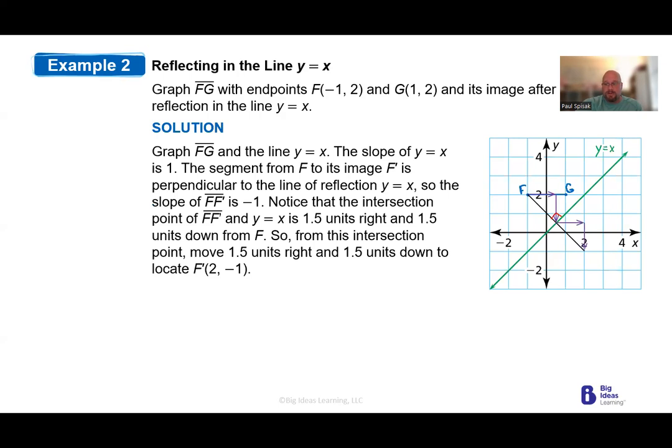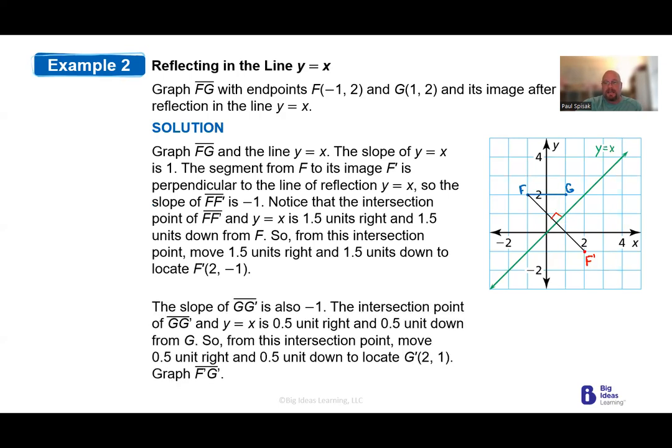The actual reflection here is going to be just switching the x and y coordinates. So on here, same thing, they just switched. So notice the new coordinate compared to the old coordinate, same values, just reversed. So if you look at the top one, we had F at -1, 2, and now we're at 2, -1. For G, it was at 1, 2, so G prime is at 2, 1. So again, they just switched.